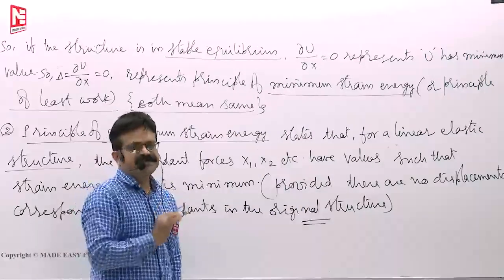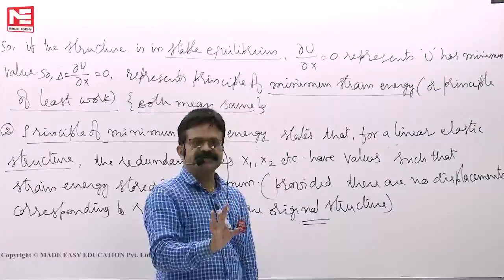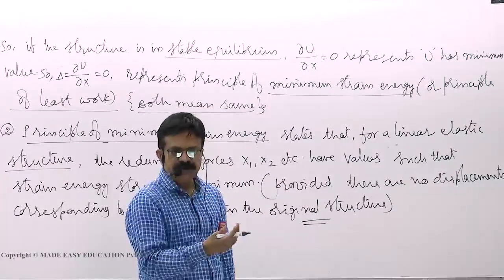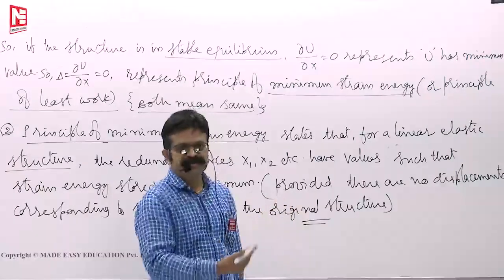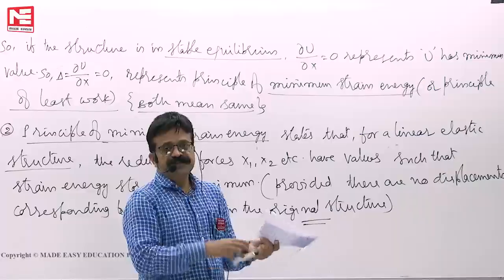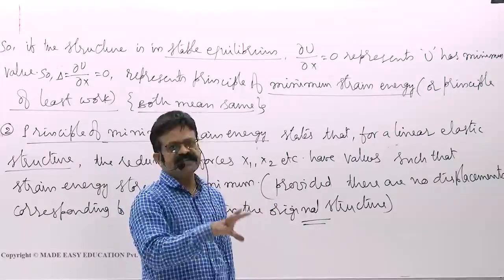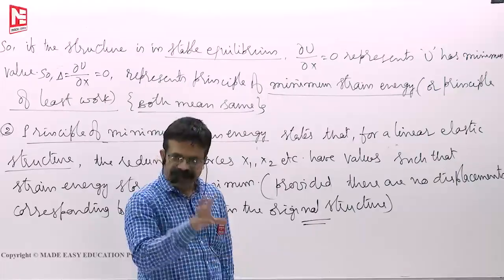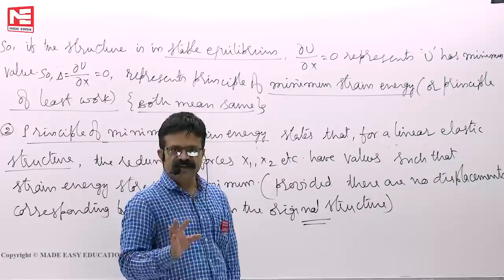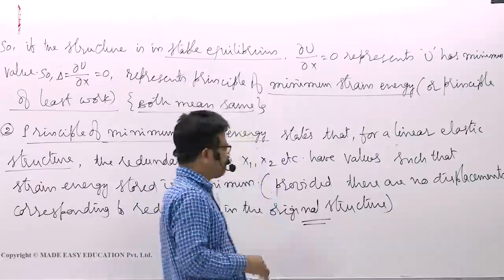If there are displacements, then Castigliano's theorem 2 simply gives you the displacement. If the displacement becomes 0, Castigliano's theorem 2 becomes the principle of minimum strain energy. That means the principle of minimum strain energy is a special case of Castigliano's theorem 2, where by differentiating at that point the displacement is 0. That's all. If not 0, it is simply Castigliano's theorem 2.